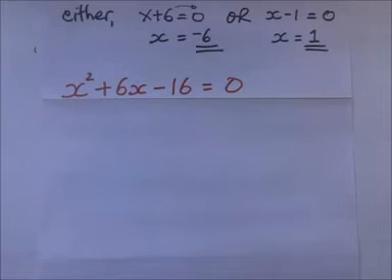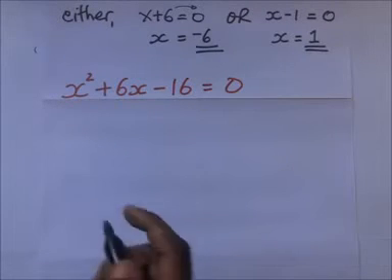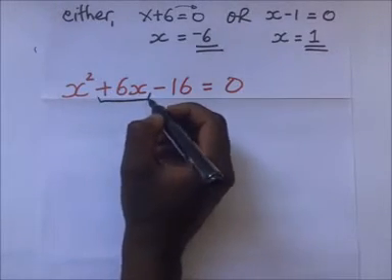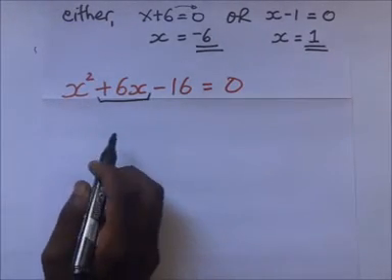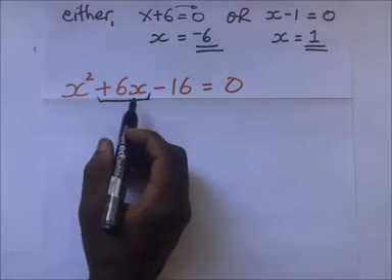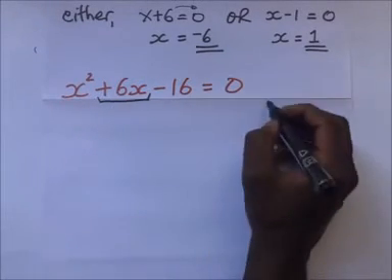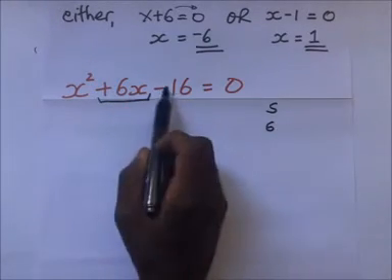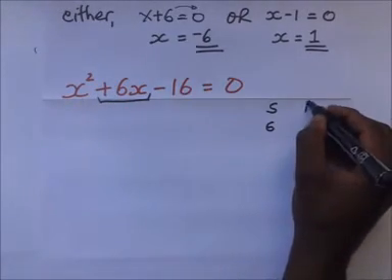We have another example, x squared plus 6x minus 16 is equal to 0. We are going to solve that quadratic equation still by factorization. So how do we do the factorization bit here? Still, we are supposed to split this middle term into 2. We are supposed to find two numbers giving us a sum of positive 6 and a product of negative 16.